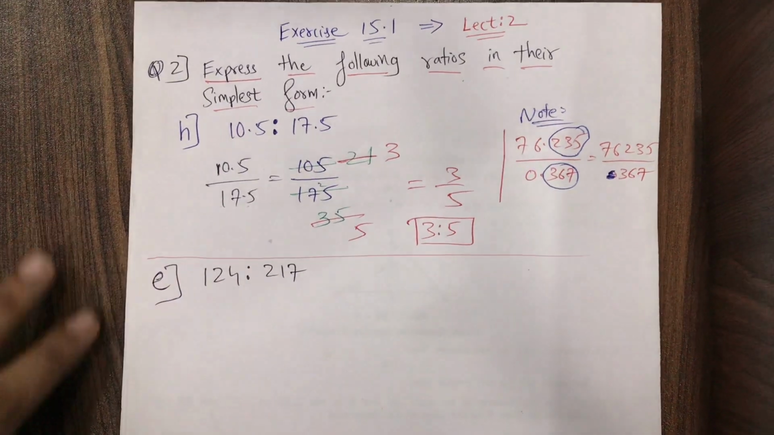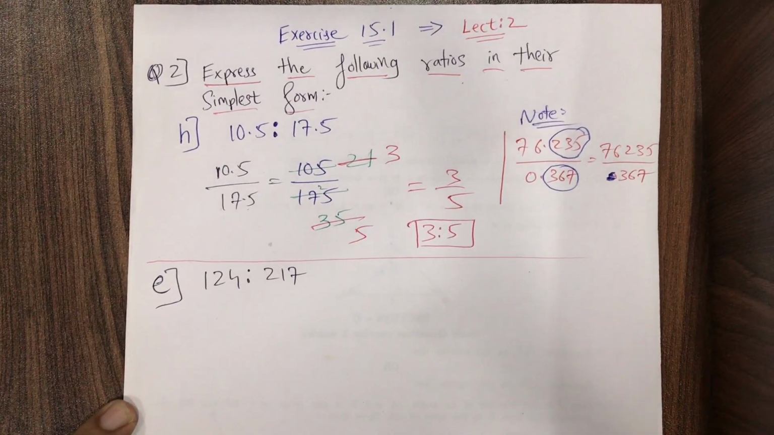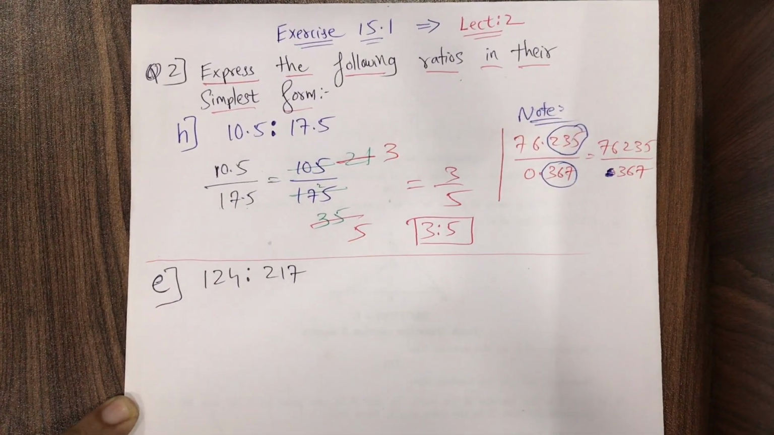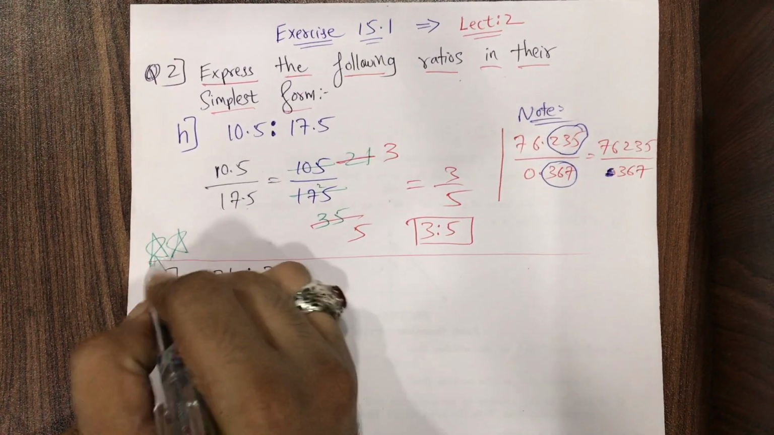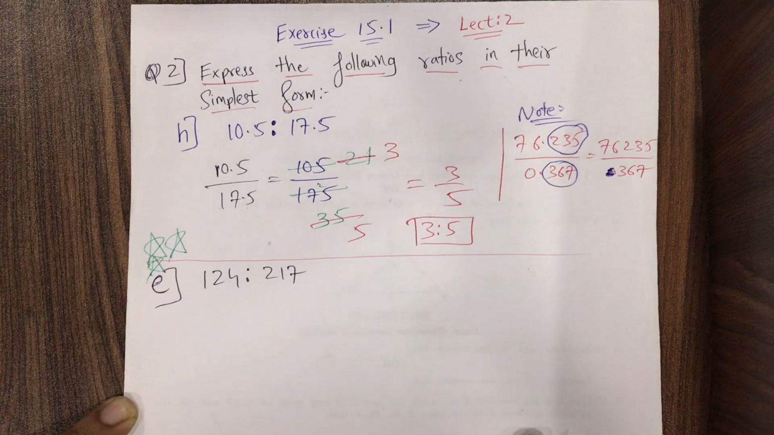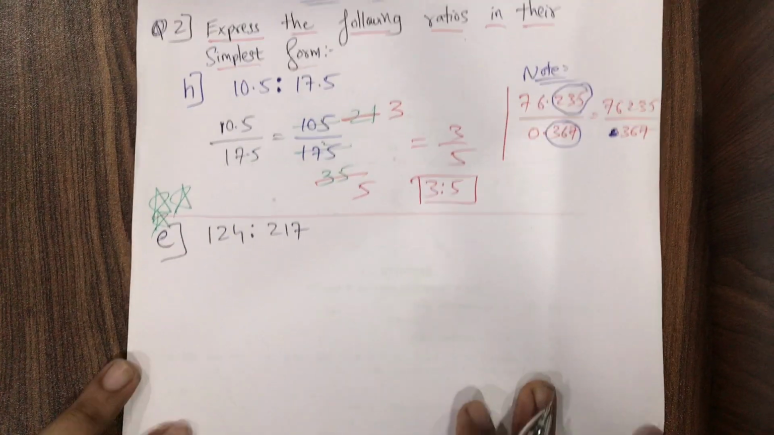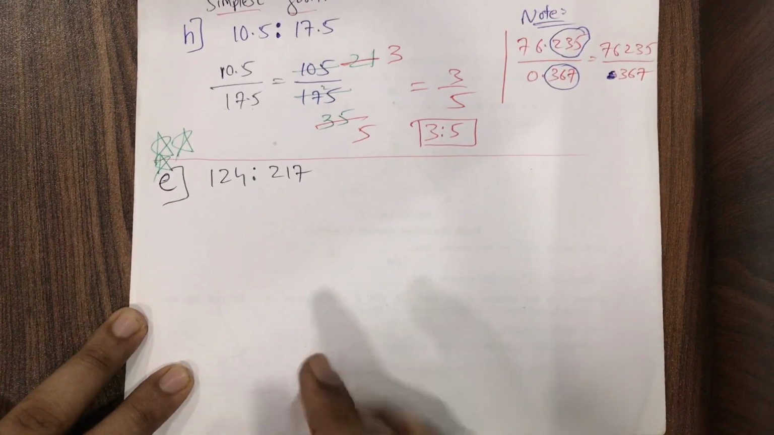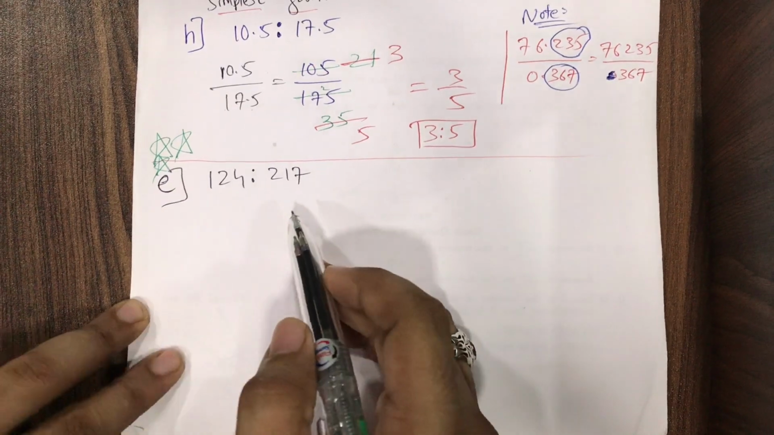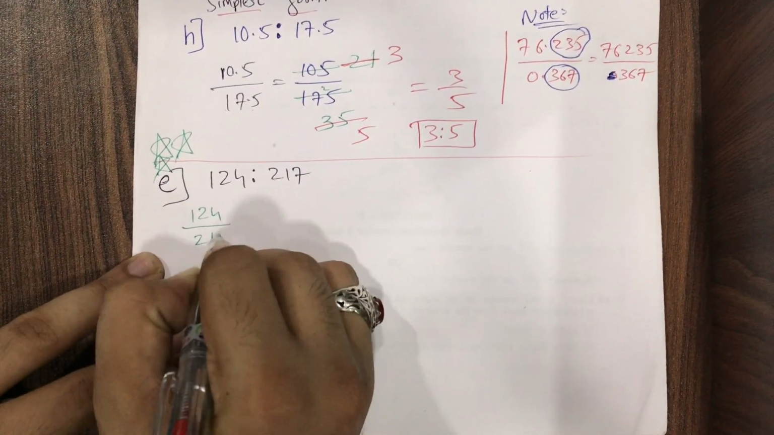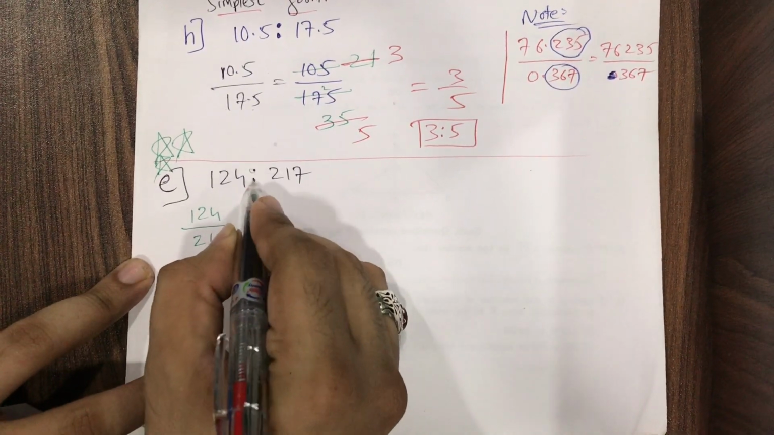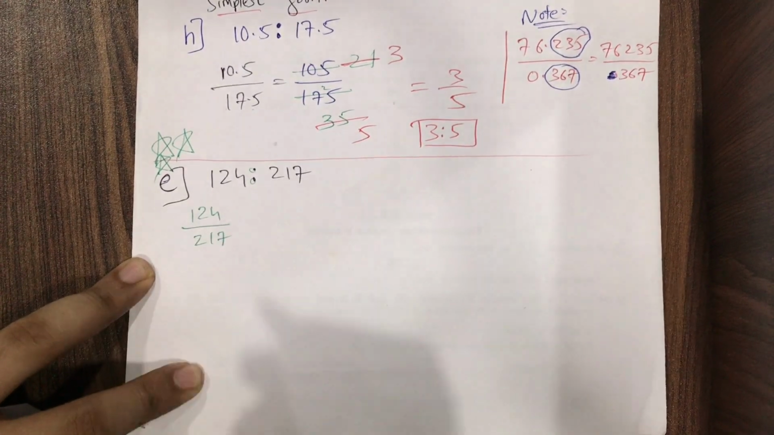Okay, students, the next question, sub question E. It's pretty simple. We don't have decimal point also. But students, I'll mark this question as very, very important. Conceptually, it's very important. Deliberately, I selected this question. Okay, just see on the board, students, this question. 124 ratio to 217. I can easily write this as 124 upon 217. I just converted the ratio sign into fraction.